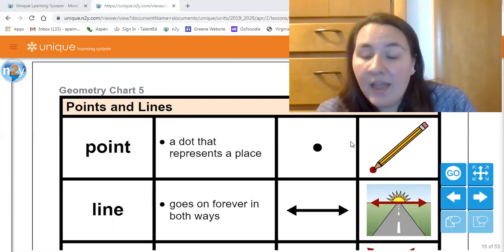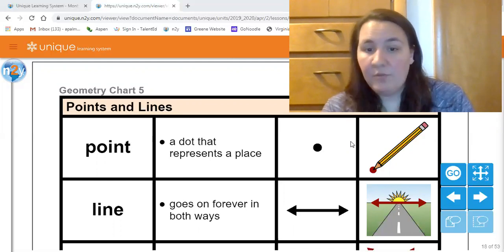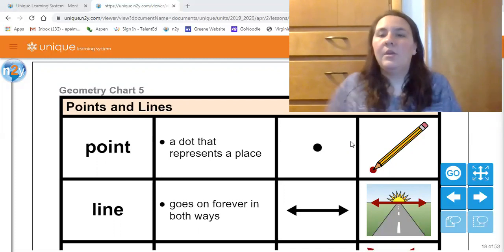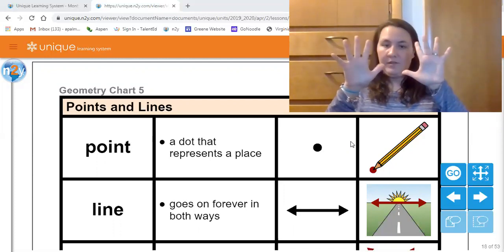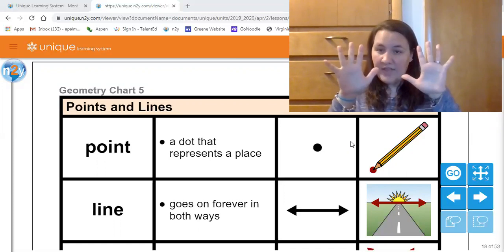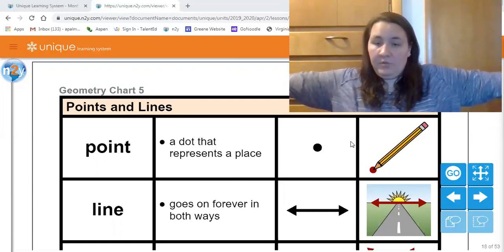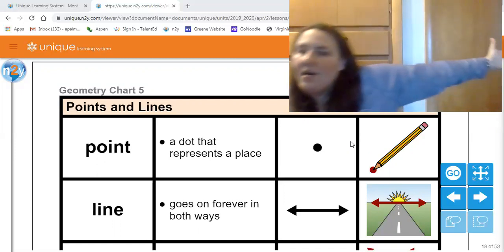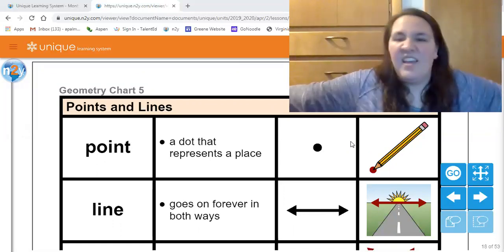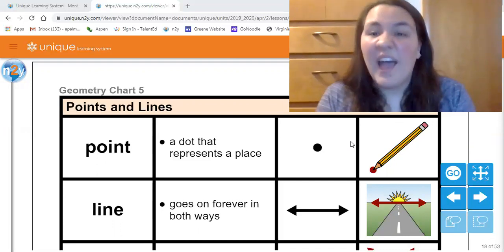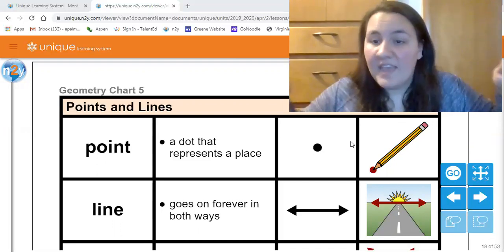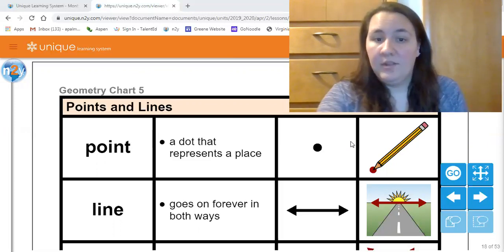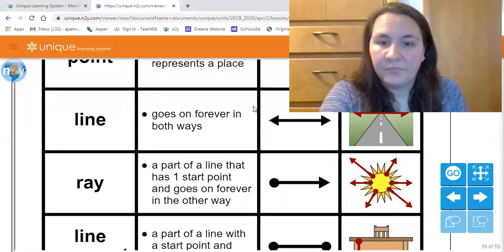Point. A line goes on forever and ever in both ways. So to make a line with your body, let me move my computer back a little bit. You want to have your hands open because lines go forever and ever. So this is the arrows, your hands are open and your arms go all the way stretched out. So you can see my hands are all the way open, okay? That is a line. It goes on forever and ever. It has an arrow at the end of both sides. So a line, arrows at both sides, hands open, okay?